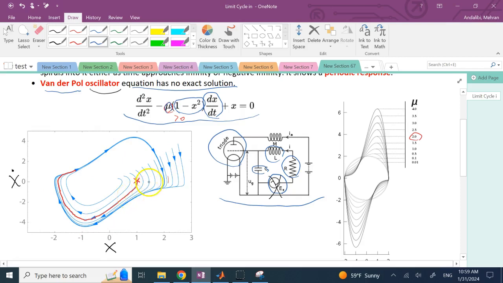Now, you might say, well, change your initial condition. Start from here, this point. That is like 2 and 0. Start from here, okay? If I start from here, that is like 2 and 0. Again, look.